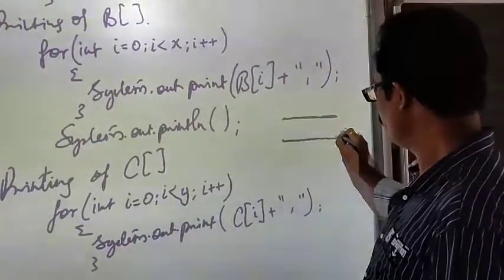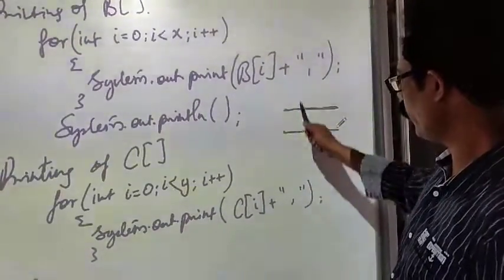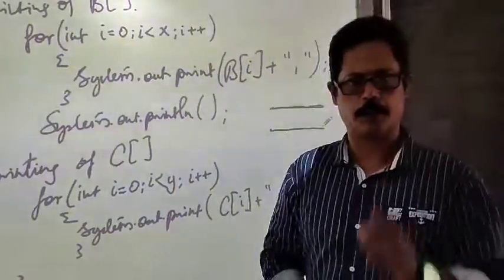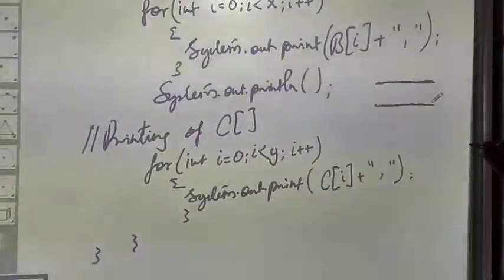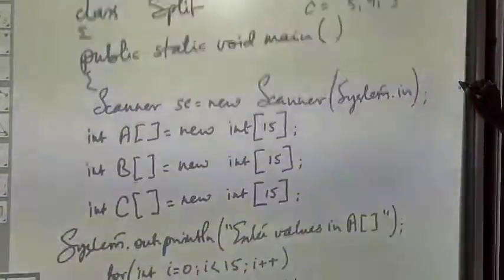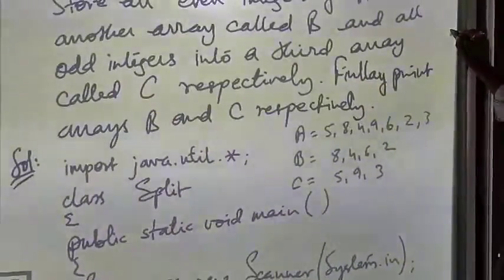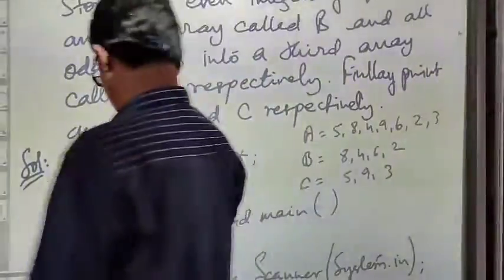Therefore, you will start printing C over here. So it will print in this order. This will be the format of its printing. So this is how you get the solution to this particular question. Now we move on to the next one.